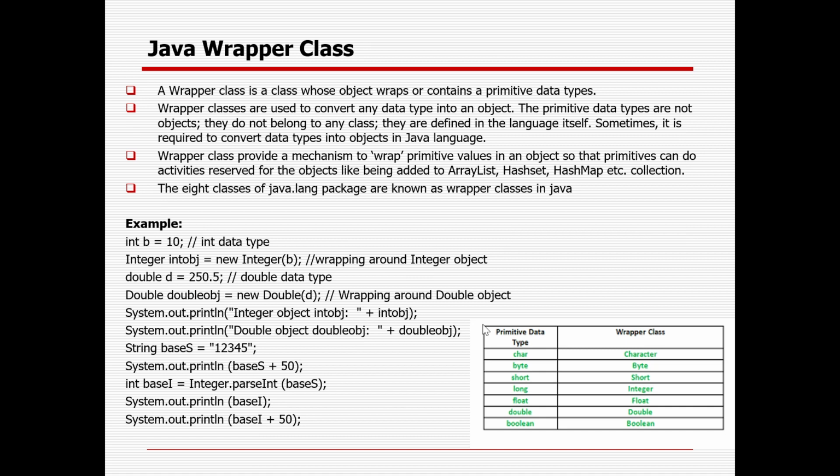Okay, then I'll go for the Java wrapper class. So what is wrap? It means wrapping inside something, right? So in case you want to give some gift, you can wrap it in some wrapping paper like that. Okay. So a wrapper class is a Java class whose object wraps or contains a primitive data type.